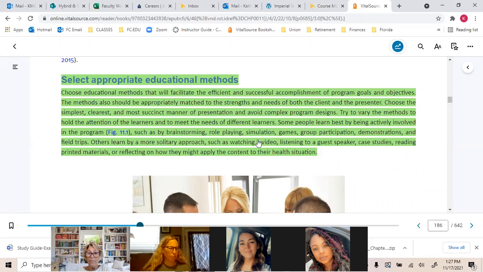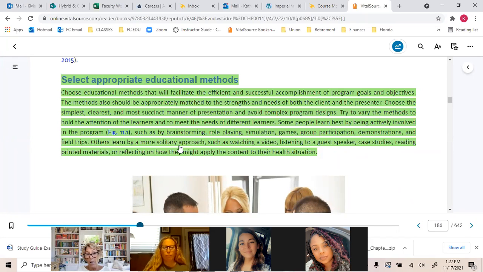We need to try and vary. So this is an excellent paragraph to understand. We want to try and vary the methods to hold attention. What if we have people in the group that have short attention spans? How do we meet the needs of those learners? Some people learn best by being involved, by brainstorming, by role playing, by simulation, by games, by group participation, by demonstrations, field trips, and the list goes on.